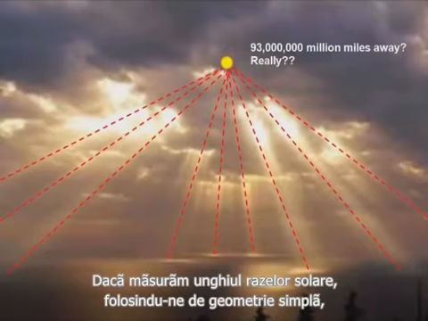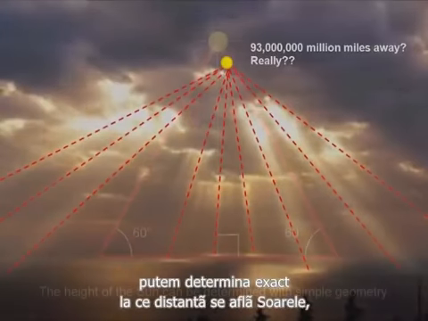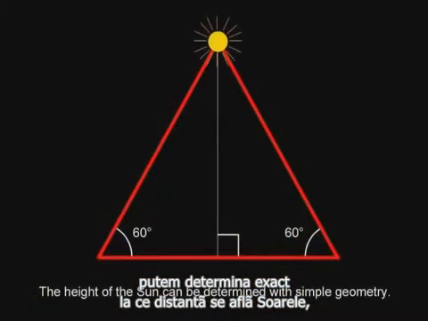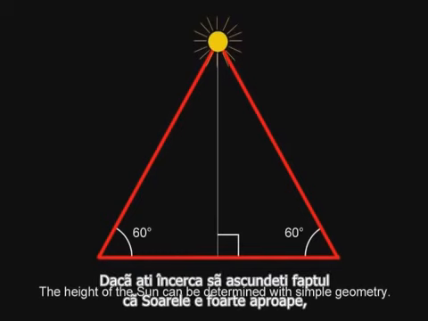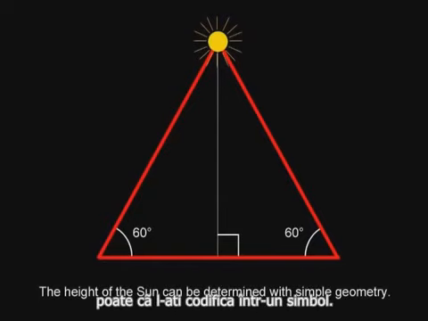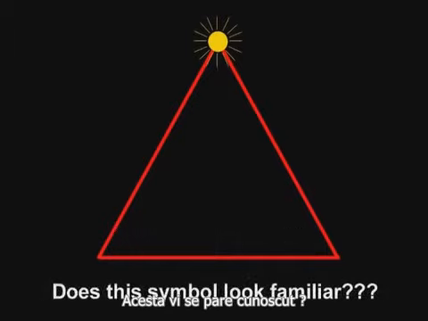So, if you're able to measure the angle of these sun rays, you can basically, with a bit of simple geometry, figure out exactly how high the Sun is. And that turns out to be about 3,100 miles. And if you were going to try and hide this information, that the sun is actually very close, perhaps you'd encode it in symbol. Does this look familiar?